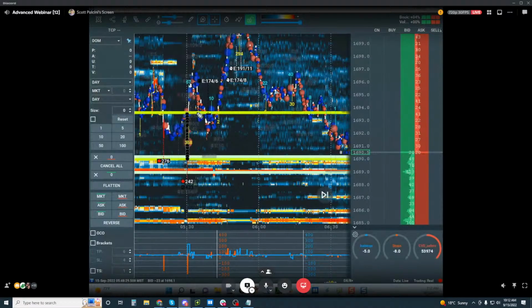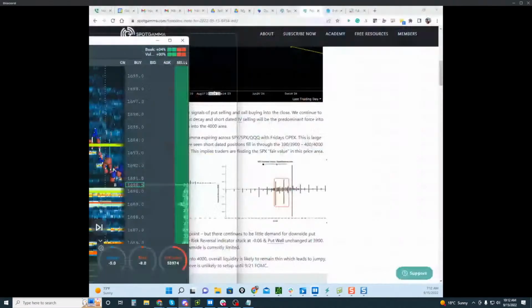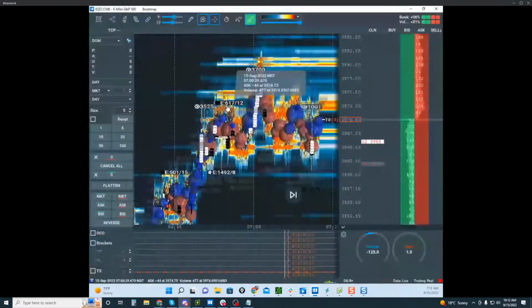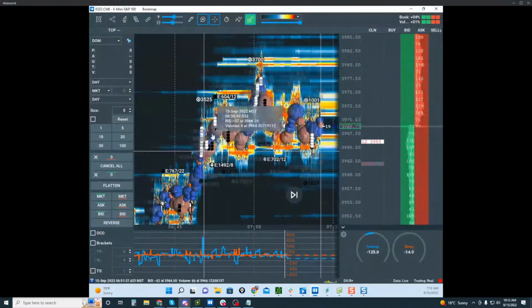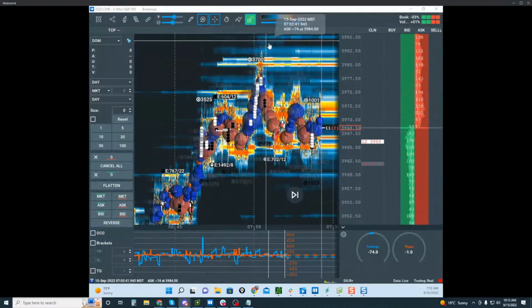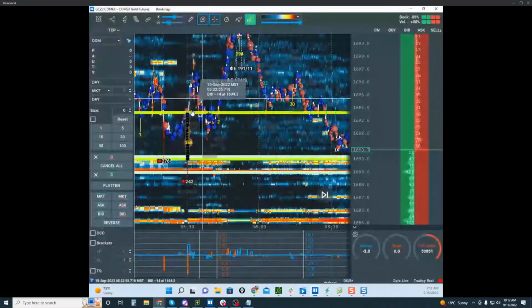So this was a sweep. It was a stop run. These over here in ES, these were sweeps, but they weren't stop runs, right? So all stops are sweeps, not all sweeps are stops. These were just normal sweeps, but they were not stop runs. If they were stop runs, you'd see it on the SI subchart. So it's just good information to have.